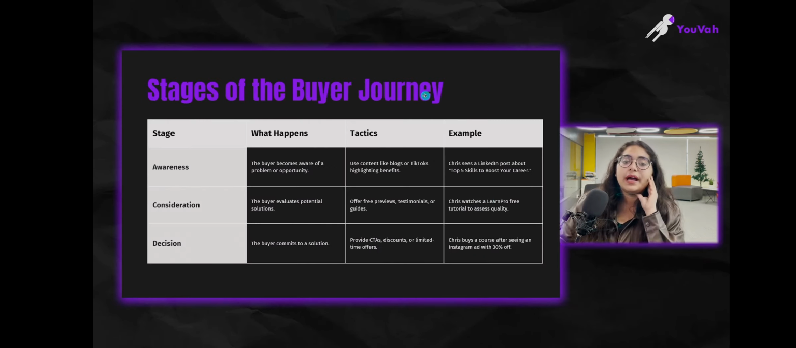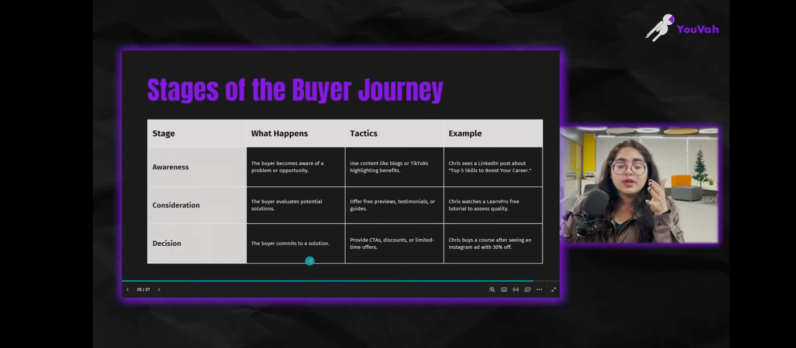Then come the different stages that a buyer has. For example, if the buyer becomes aware of the problem or opportunity, the tactic you can use is to highlight those things I talked about before. If they want to evaluate potential solutions, you offer them testimonials, reviews, all those things. If they go for a decision, meaning the buyer wants to commit to the solution, then you can provide a call to action, discounts, and limited-time offers as well, right?